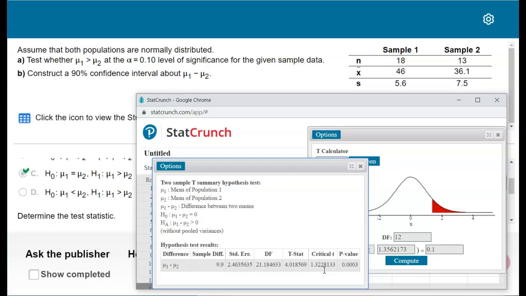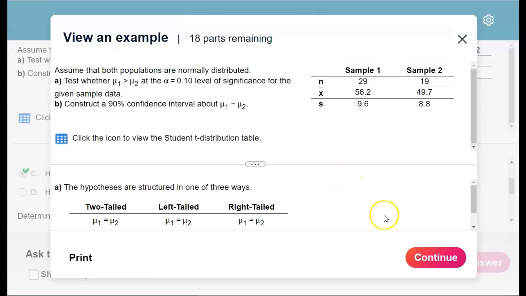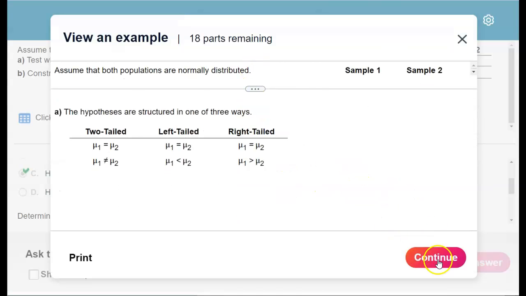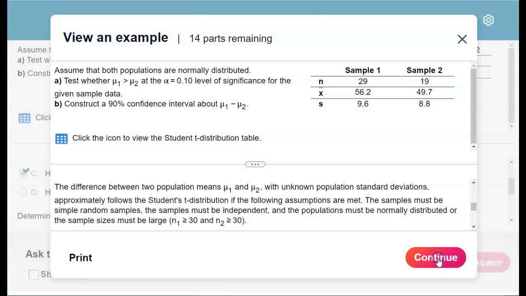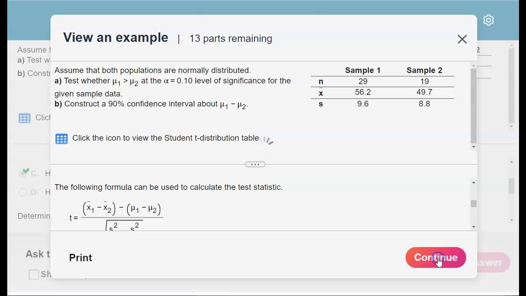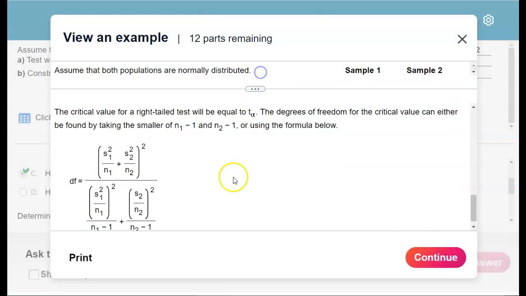And the reason that they're different is because you could calculate the critical value in 2 different ways. You can use this smaller degrees of freedom, or they provide this really complicated formula to calculate degrees of freedom for the critical value in the textbook, which shows up if you click on View an Example. They'll show you this crazy long calculation for the degrees of freedom. And so I just wanted to point out that there is more than one way to calculate the critical value.